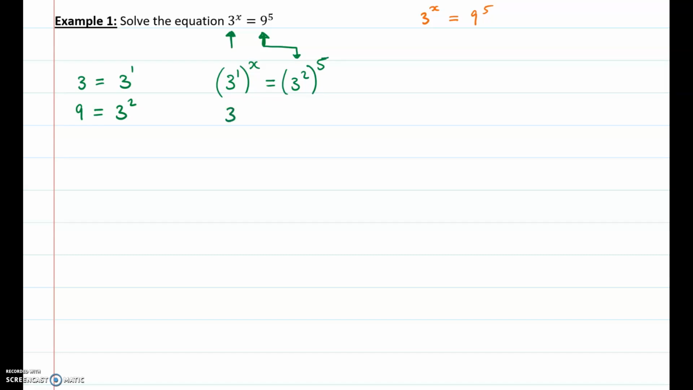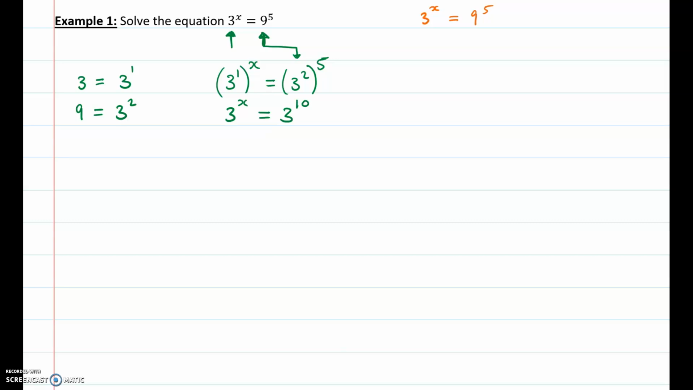Now we use the rules of exponents. You've got an inside power and an outside power. Sorry, we're going to use the rules of exponents, not logs. 1 times x is x, and here we have a 3, and the inside power is 2, the outside power is 5. 2 times 5 is 10. So when you have an inside power and an outside power, you multiply them.